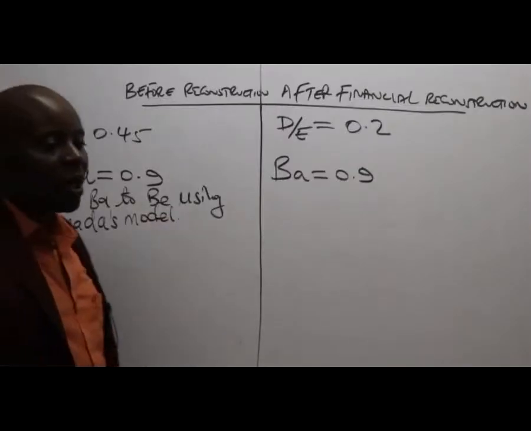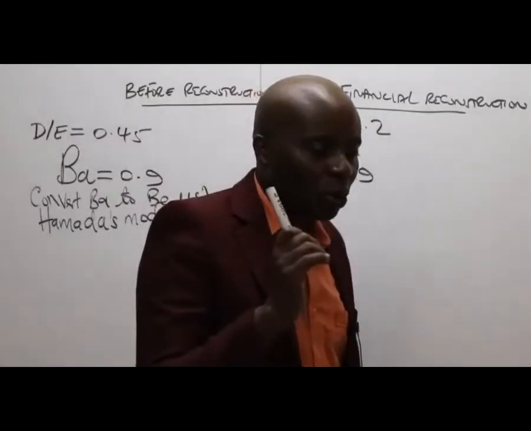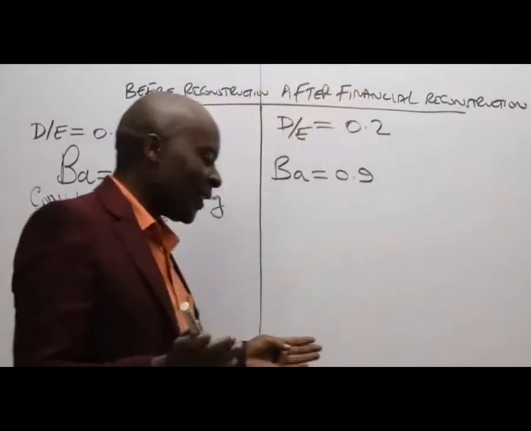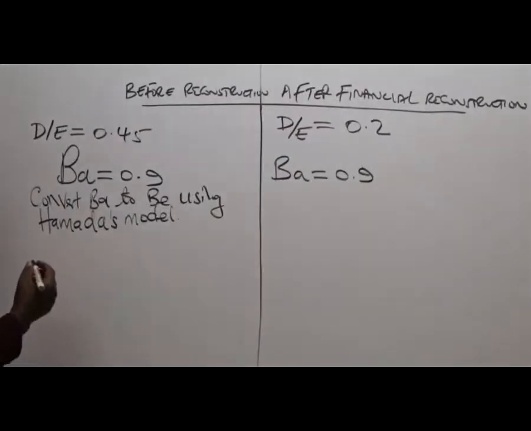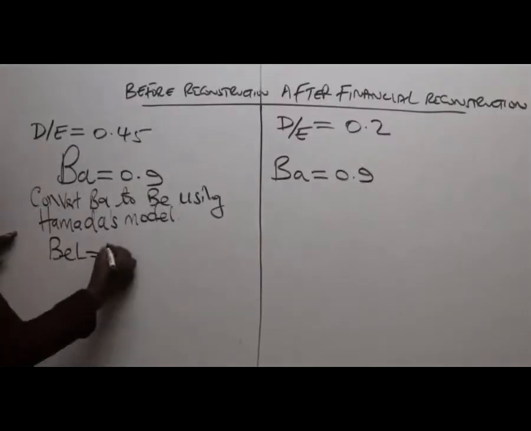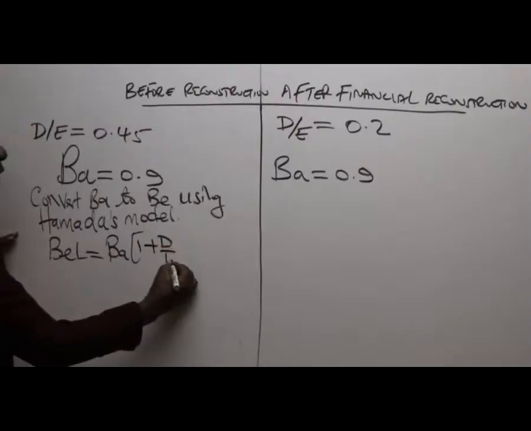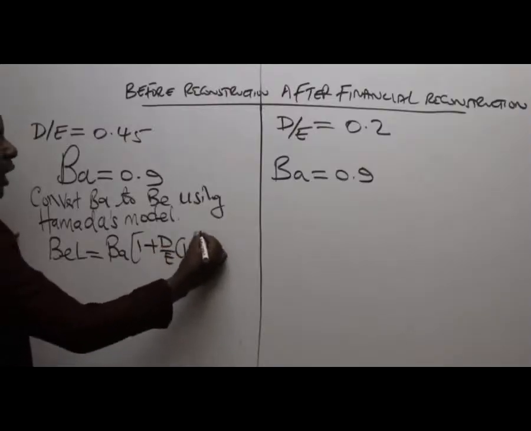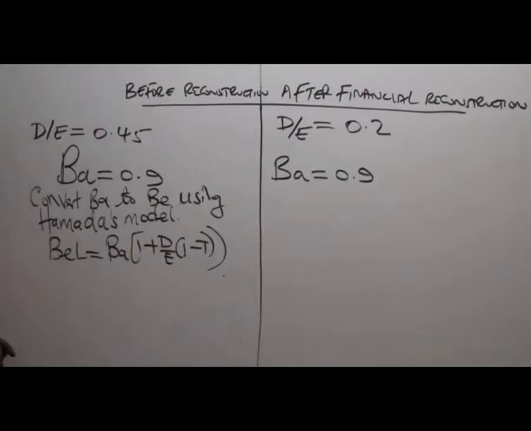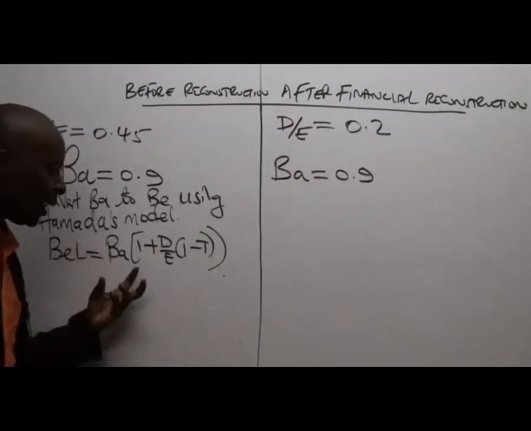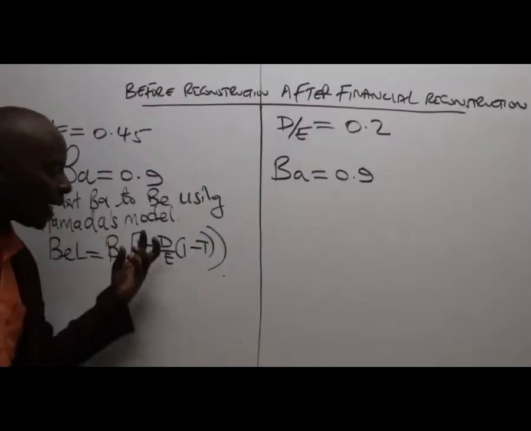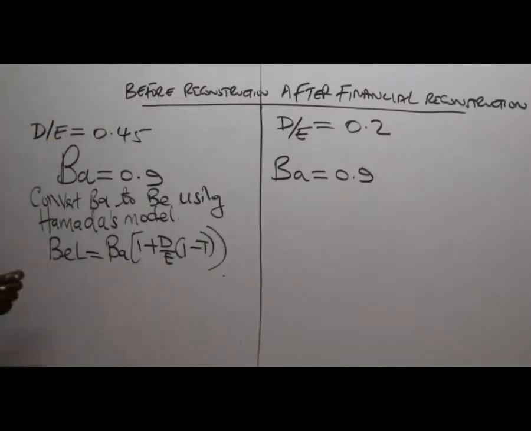Now, what I do not know is whether we have got a student here who knows how to write down Hamada's model. We have quite many methods of writing this model, but the best is for you to remember that our beta equity of a levered firm will be equal to beta assets into 1 plus debt to equity ratio adjusted for tax. This is the easiest formula for you to remember, that BEL equals beta assets into 1 plus debt to equity adjusted for taxation.